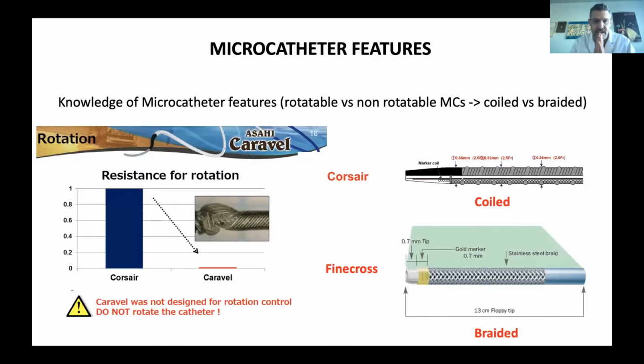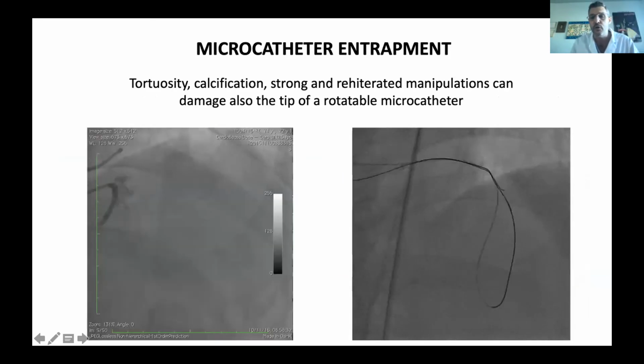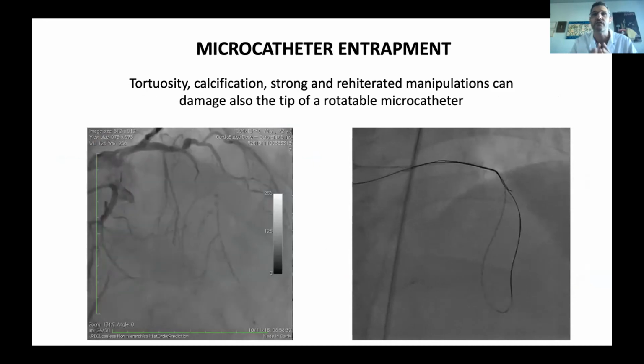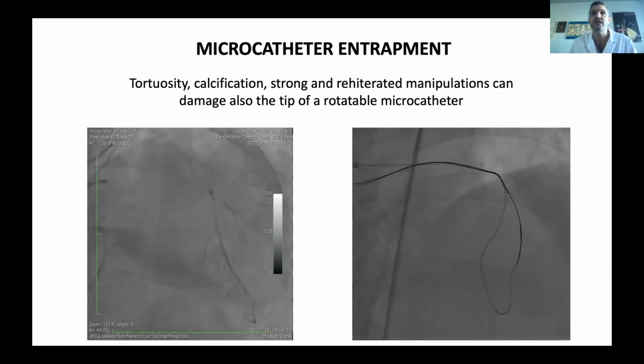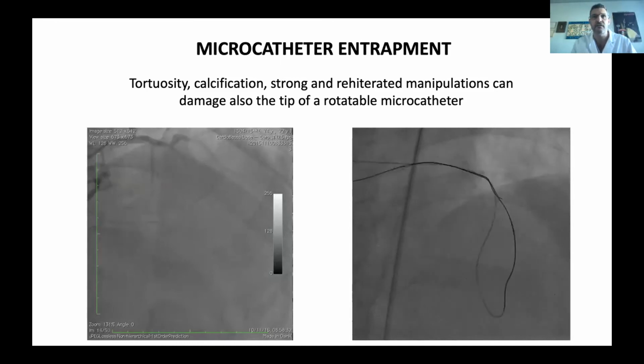Of course, as I discussed, you should know the different technical features of the microcatheter. If the structure is a coil, it's called a coiled microcatheter, such as the Corsair Pro, for example, and you can rotate it without any problem. But if the structure is braided, such as the Fine Cross or Caravel, for example, you cannot rotate it because you can destroy the microcatheter. So it's very important to know the technical features of each microcatheter in order to know the best way to handle it.